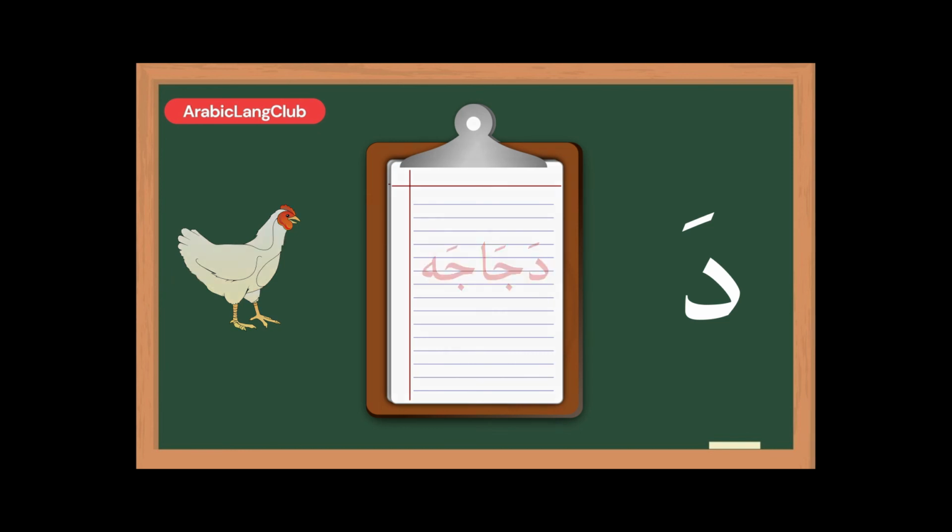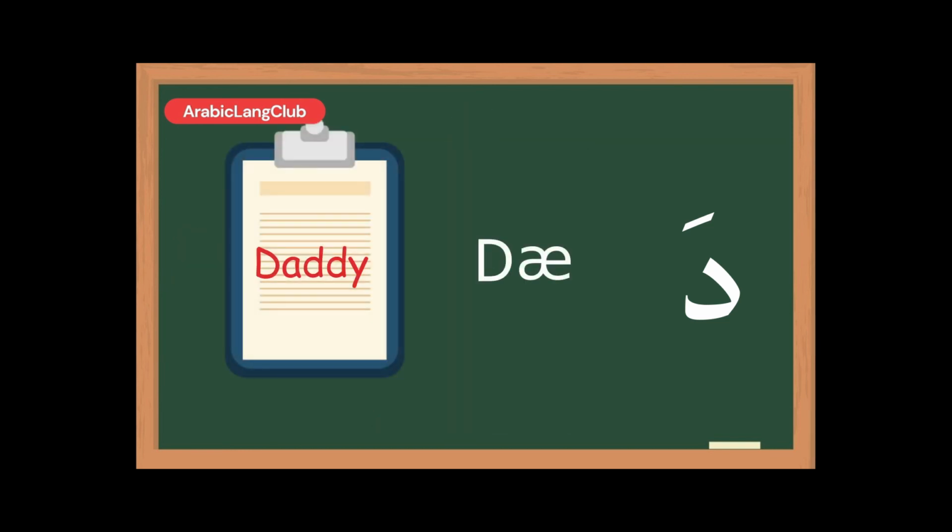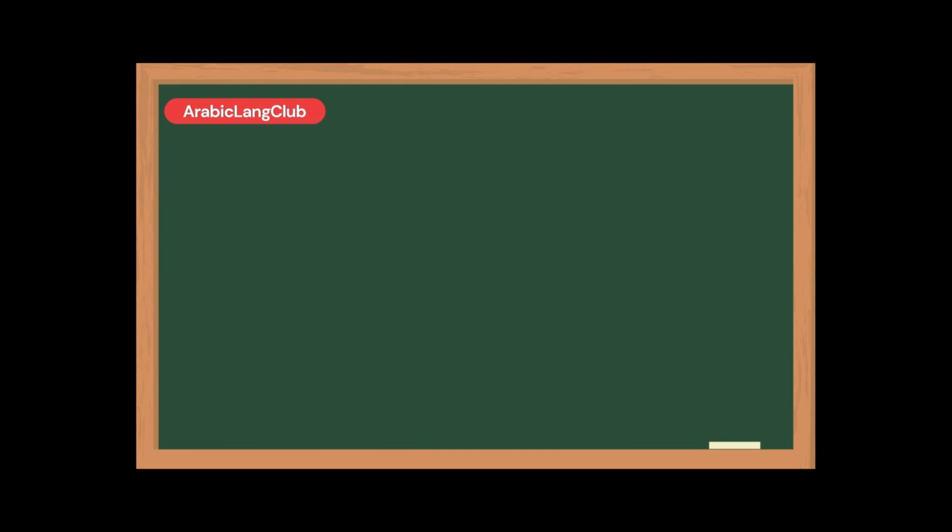Da. Like in the word dajaja. Dajaja. The sound is like letter D in the word daddy. And to write it down, make a little curvy line and then a little curvy across to the left. Amazing writing. And now it's time for the last letter for today's video.